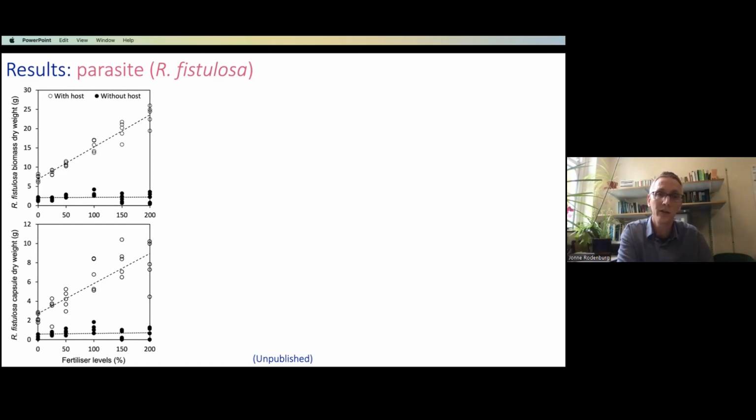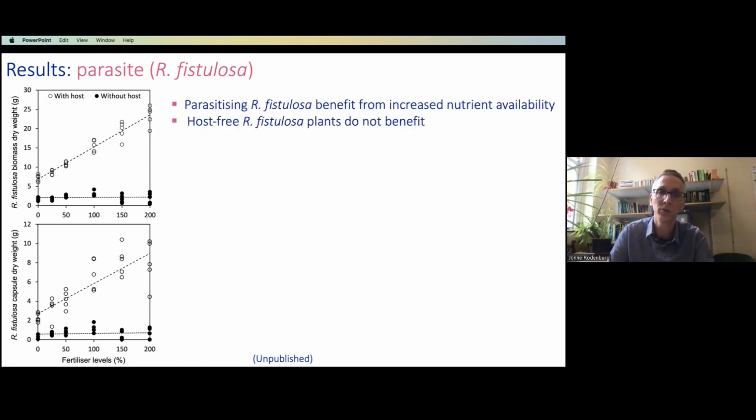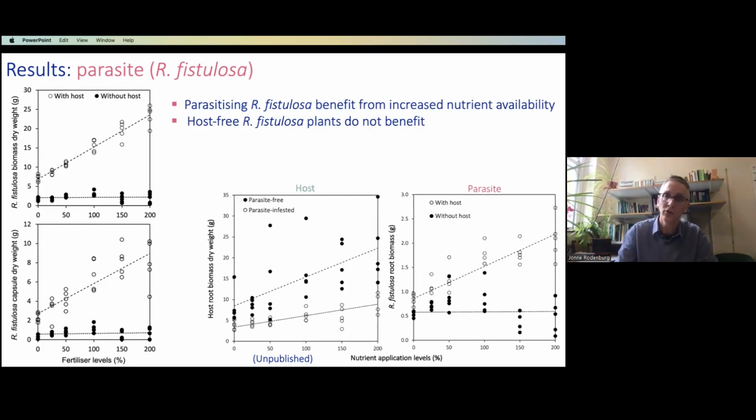When the Rhamphicarpa is actually with a host, parasitizing a host, then all of a sudden you see a fertilizer response. So parasitizing Rhamphicarpa fistulosa benefits from increased nutrient availability, and host-free Rhamphicarpa plants do not benefit. That is quite an interesting result.